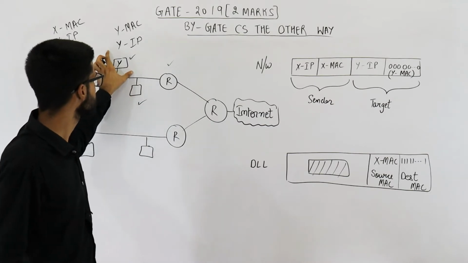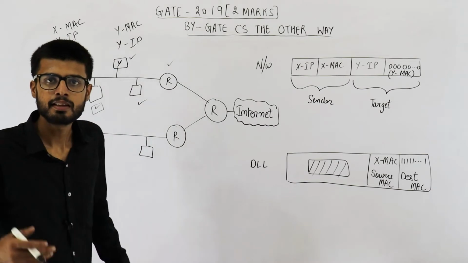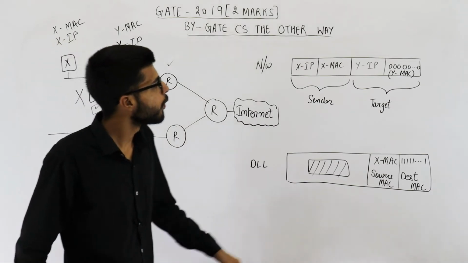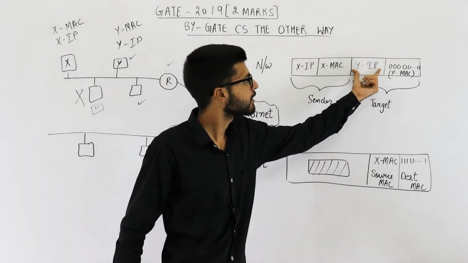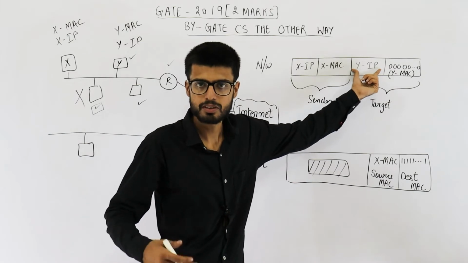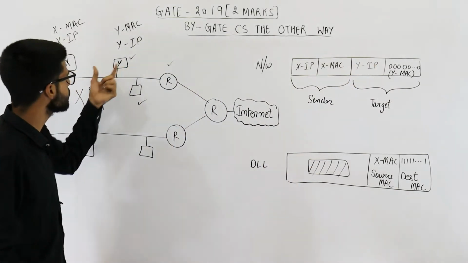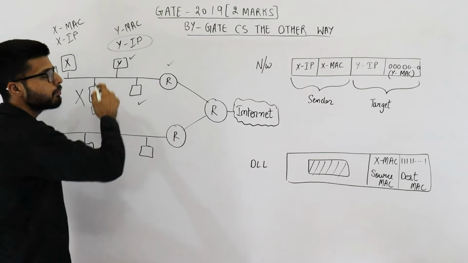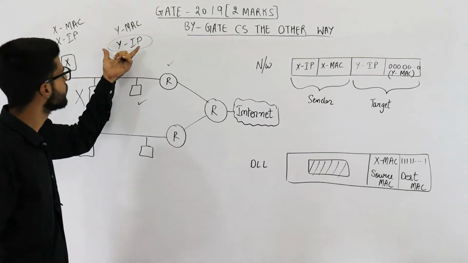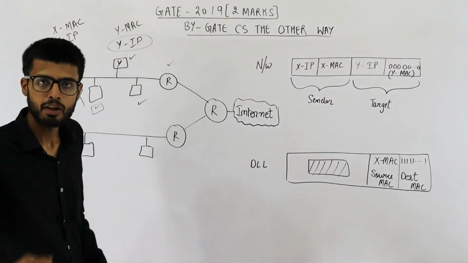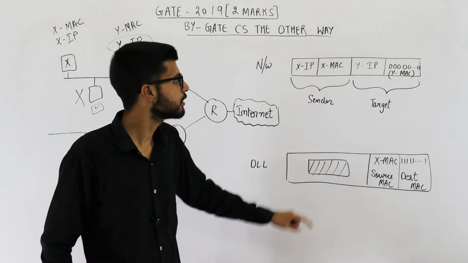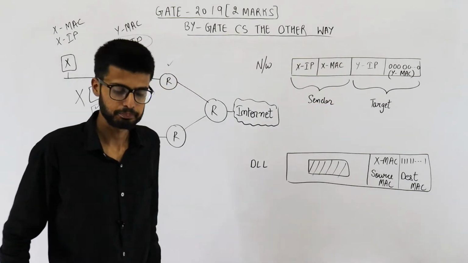But for this machine, the network layer will see someone is asking what is the MAC address related to this IP address, which is Y's IP. Now this will see someone is asking about my MAC address, okay, because its IP is Y's IP. So it is going to respond to this ARP request.